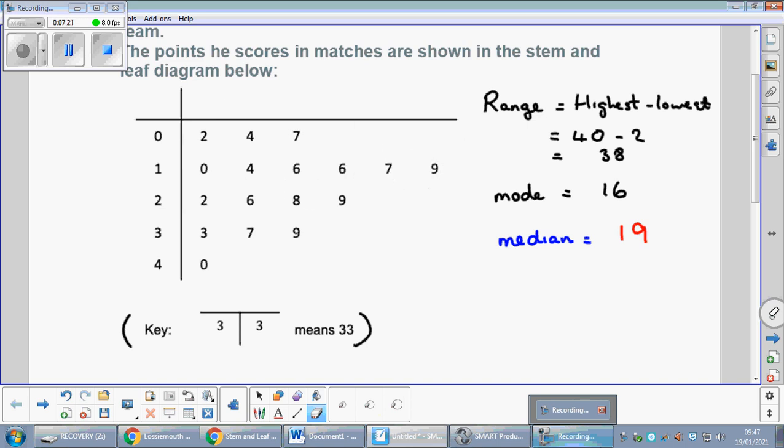Or you can write all the numbers out. So you'd have 2, 4, 7, 10, 14, 16, 16, 17, 19, 22, 26, 28, 29, 33, 37, 39, 40. You can write them all out in a row and find the median that way. Whichever you feel most comfortable with.